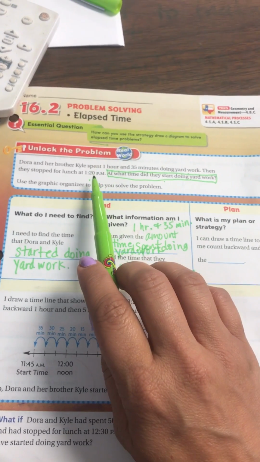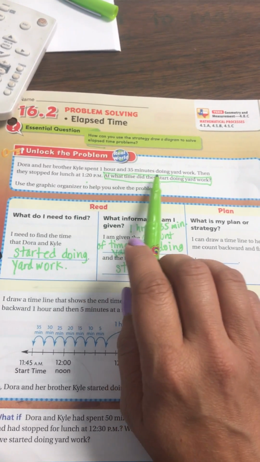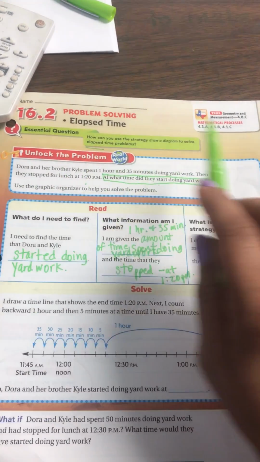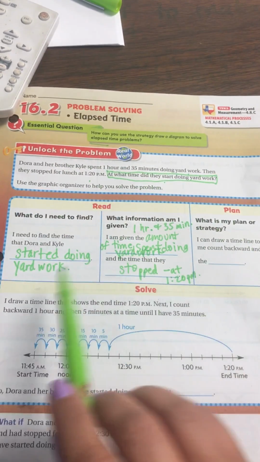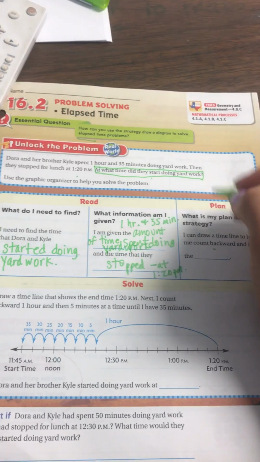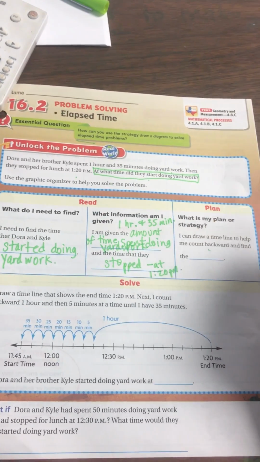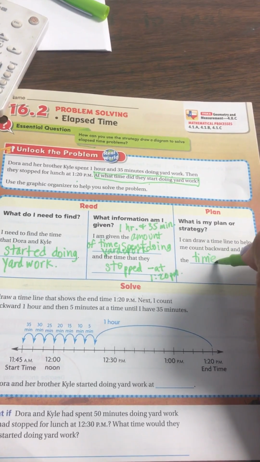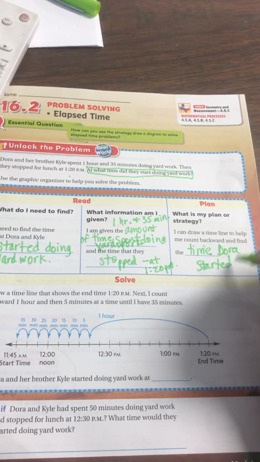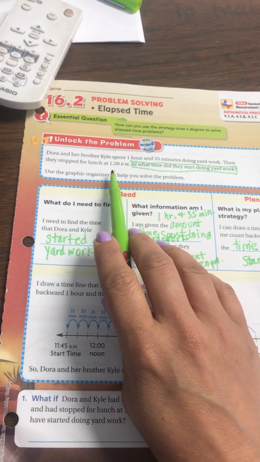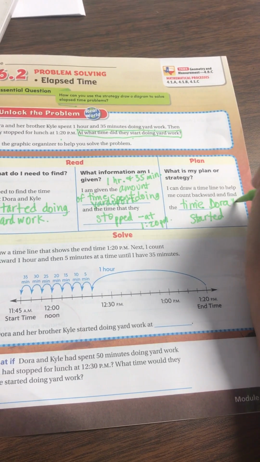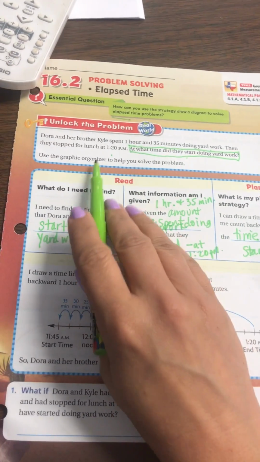Because we know what time they ended and we're trying to find out what time they started, we're going to have to go backwards in time. We know the ending time and we don't know the start time. So we're going to draw a timeline to help us count backwards and find the time Dora started. In our timeline, we know that Dora and Kyle stopped at 1:20.